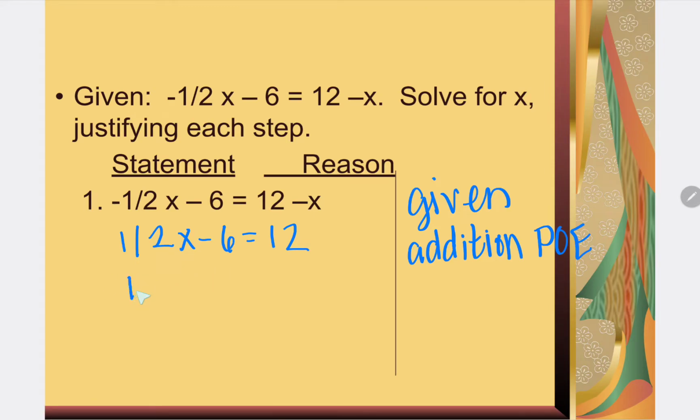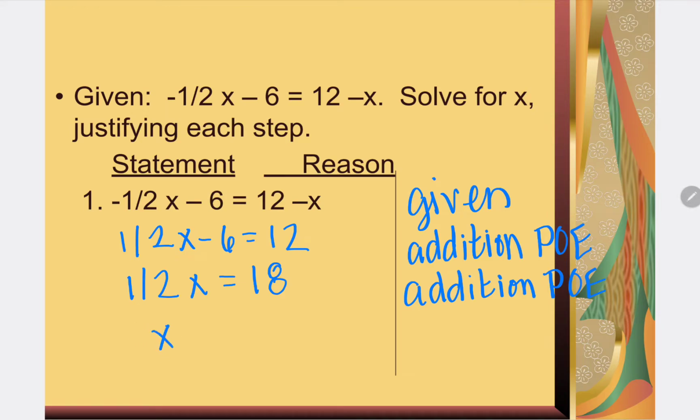I'm going to use the addition property of equality again to obtain 1/2 x is equal to 18. And then I'm going to use the division property of equality. I'll divide both sides by 1/2, and that will give me x equals 36, and that's the division property of equality. So just some quick algebraic proofs there.